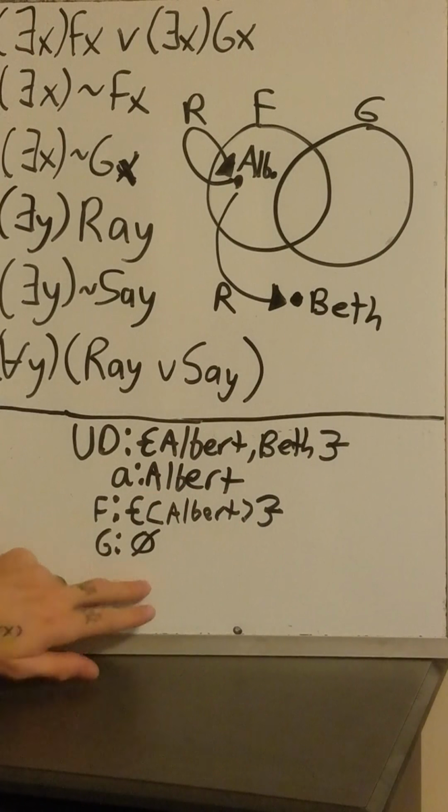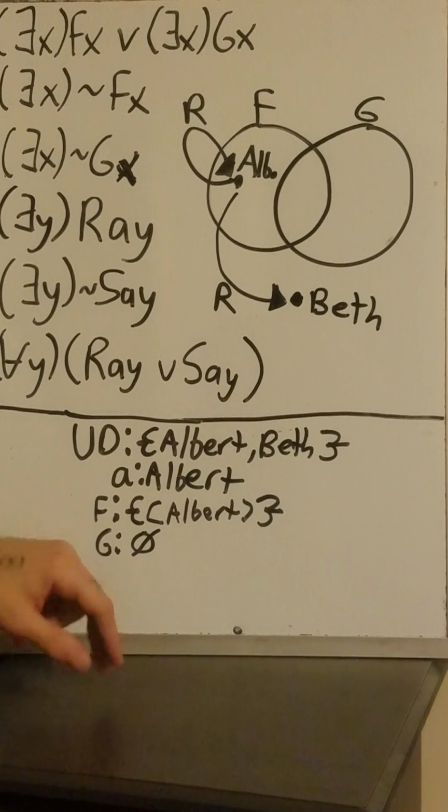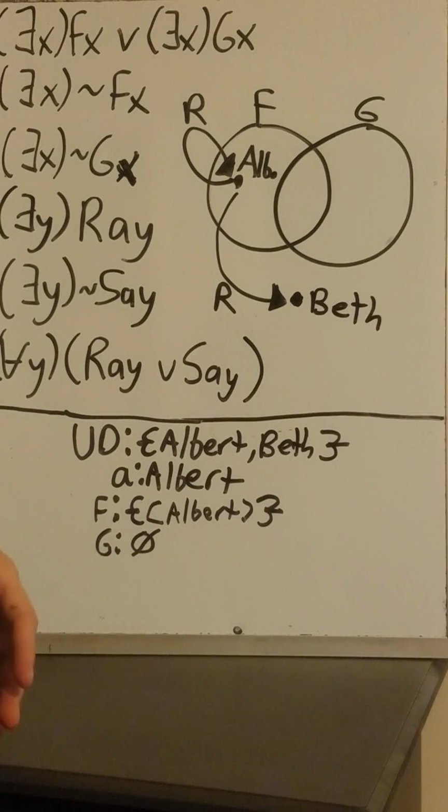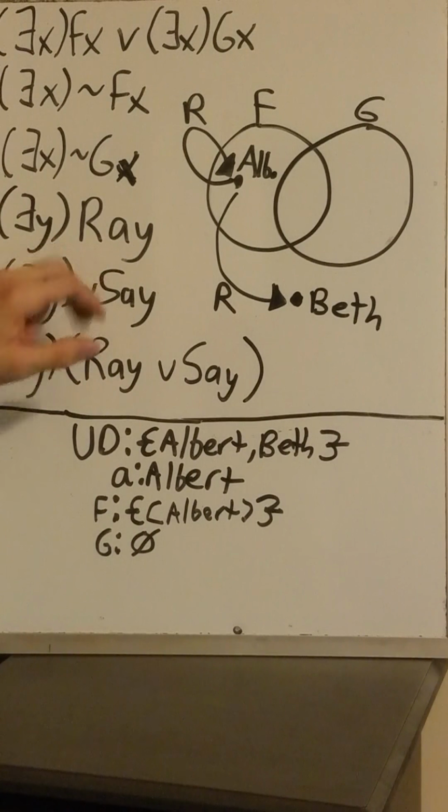For those of you who've done some math before, you recognize this. This is the symbol for the empty set. It means there's nothing in the extension of G. It's empty. Okay, now how about R?